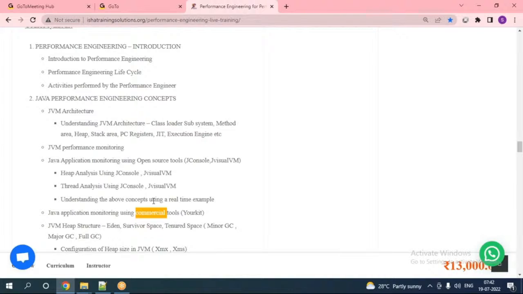For any further information about the course content, course timing, or commercial related discussion, you can reach out to Kumar sir. These tools are very important when you are trying to learn anything related to performance engineering principles.